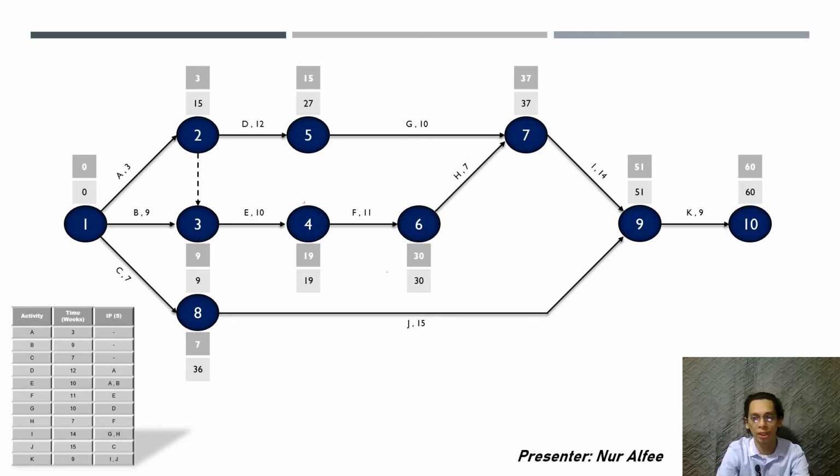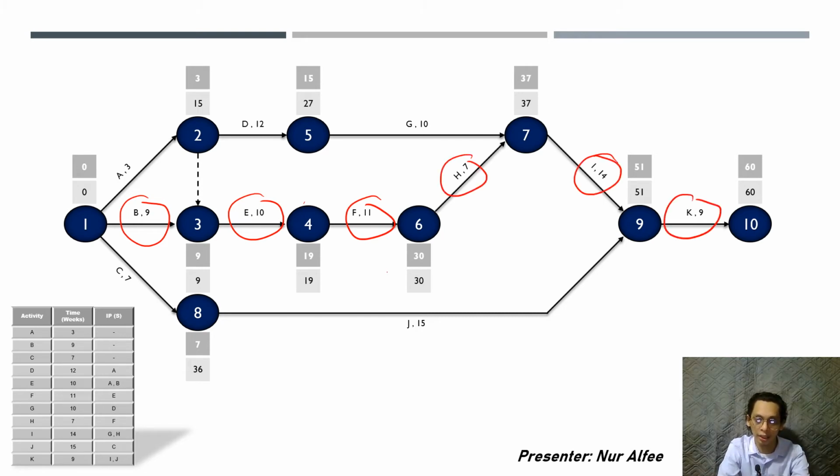Moving on to the next one, identify the critical activities. As we know, critical activities must be completed according to schedule. Any delay to the critical activities will delay the completion time. So we need to choose the longest one. As we can see on the bird diagram, the critical activities start from activity B, activity E, activity F, activity H, activity I, and lastly activity K.